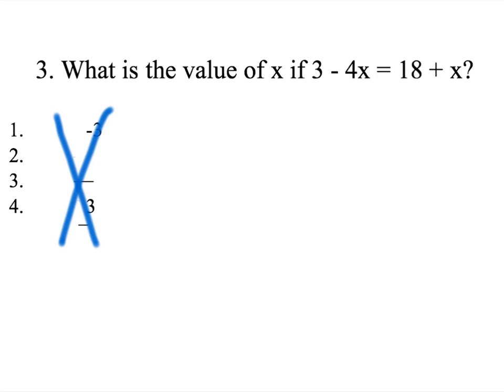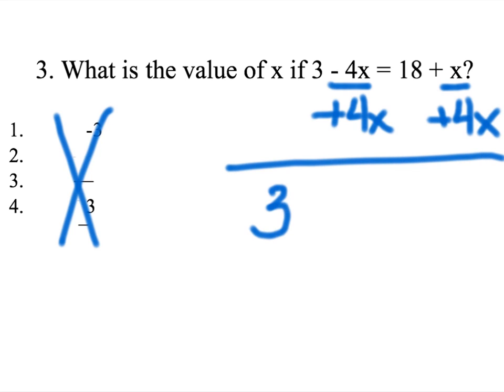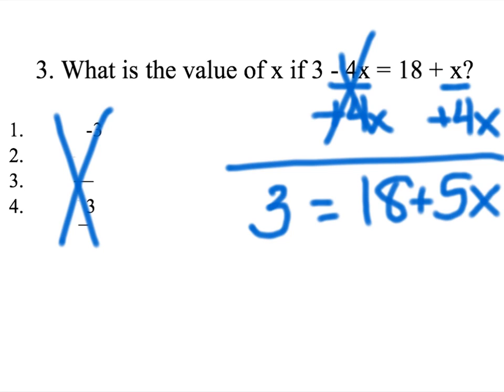Okay, at this point you should have already solved the equation. I'm going to quickly go over what you should have done. We have a negative 4x and a positive 1x. Which one is smaller? In this case, negative 4x is smaller. So I am going to add 4x to both sides. I get 3, these cancel, equals 18 plus 5x, which is now a simple two-step equation.